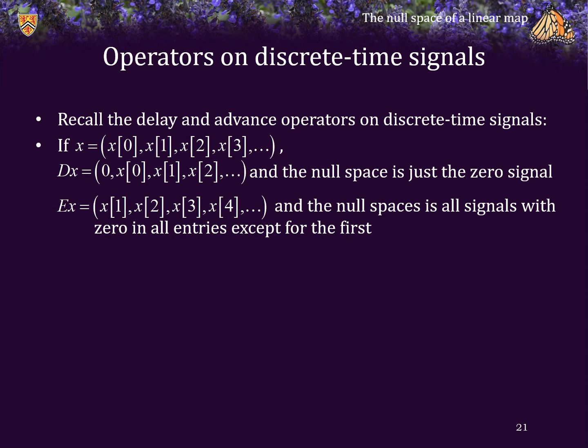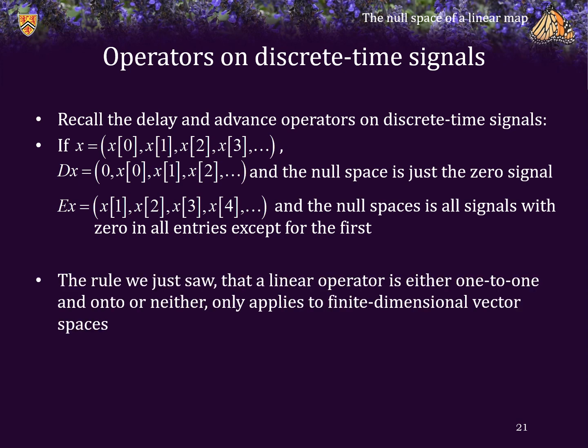The advance operator, on the other hand, moves all of the entries to the left by 1 and therefore discards x0. Now, for the image of a vector to be the 0 vector, all the entries have to be 0 except for the first one, because the first one is discarded. Consequently, the dimension of the null space is actually 1.